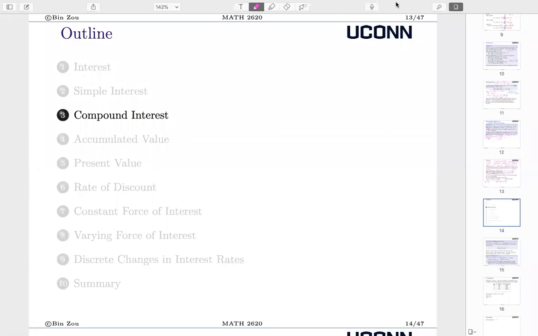In the third part of today's lecture, we will learn compound interest. That is a very, very important topic, not only of this chapter, but also of this course. So please pay special attention to this part of the video.